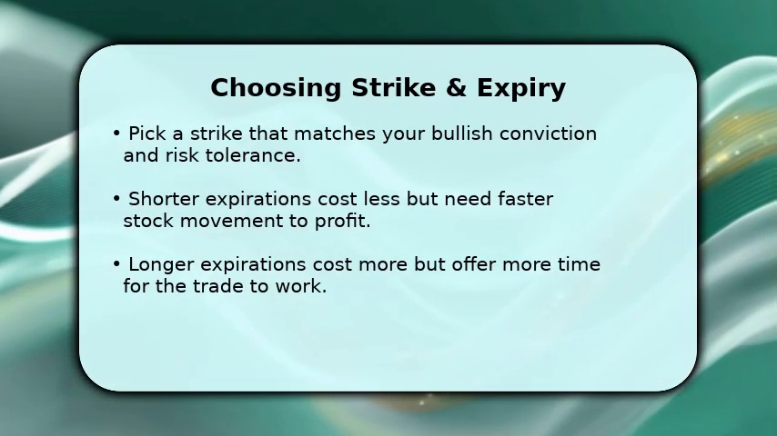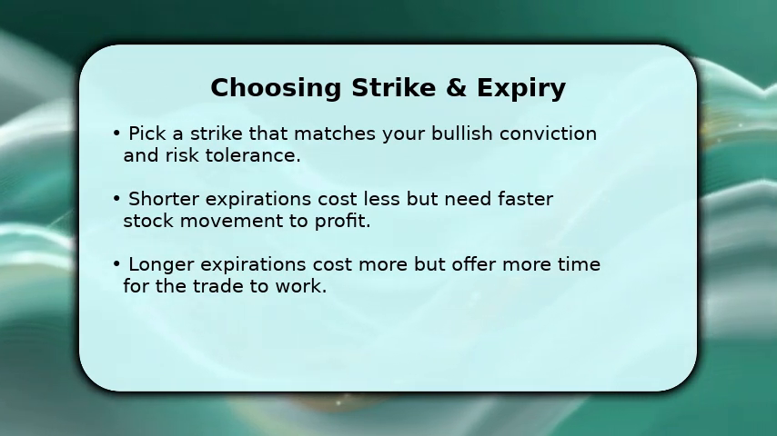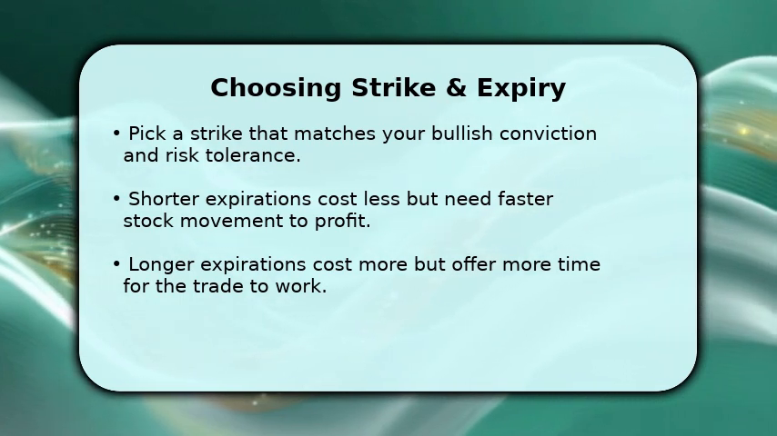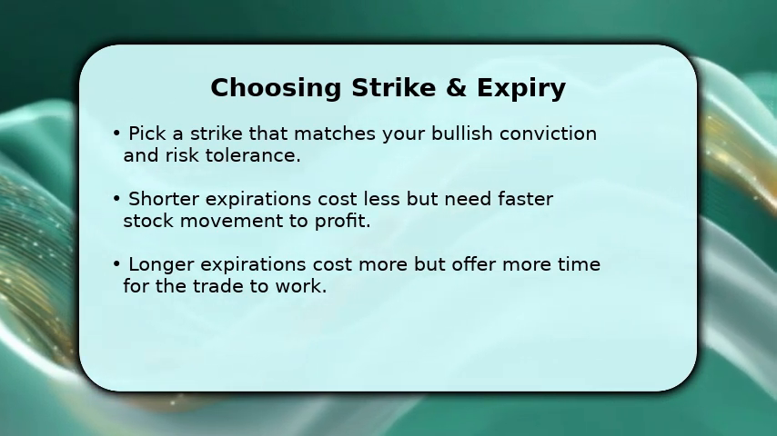Start by considering time horizon and price target when choosing strike and expiry. If you expect a quick move, shorter expirations may offer cheaper premium and higher theta risk. For more time, pick a later expiration to reduce time decay pressure.